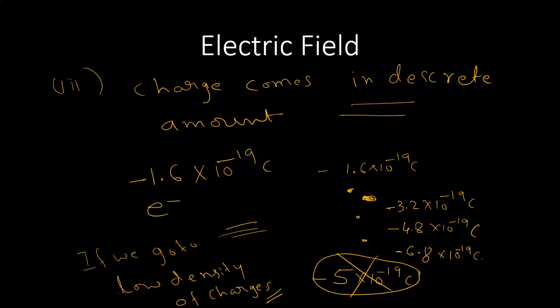But for our purpose, we treat as if charge comes in continuous amount. That means whatever value of charge I can have. Therefore, instead of having n times the electron charge, where n is an integer, I can treat that it can take any value q.